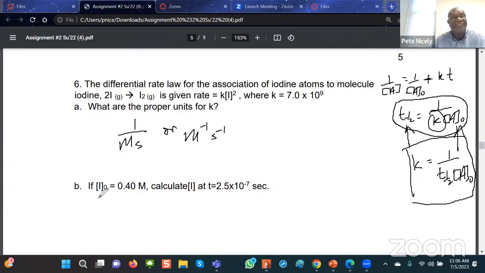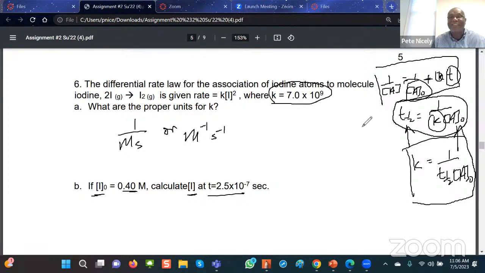Now the B part says, if the initial concentration of iodine is 0.40 M, calculate the concentration of iodine when the time is 2.5 times 10 to the minus 7 seconds. I would use this equation right here, because they gave us the initial concentration, they gave us the time, and they gave us the K, which is this right here. So I need somebody to tell me what to write down based on that.